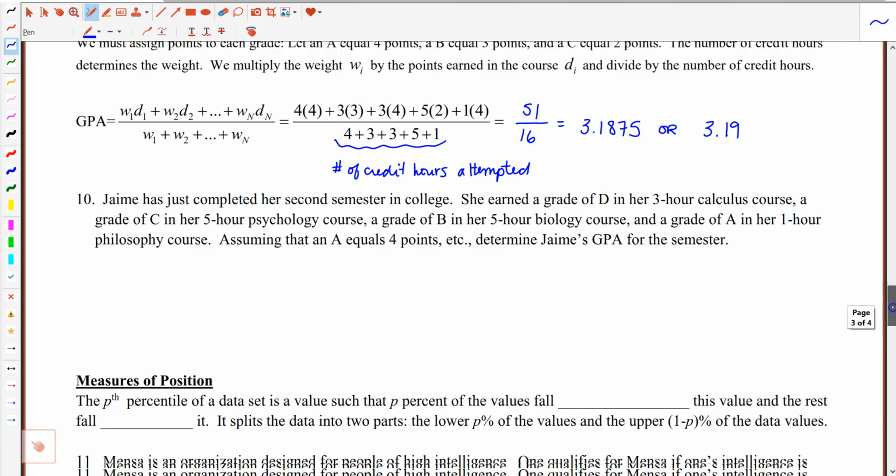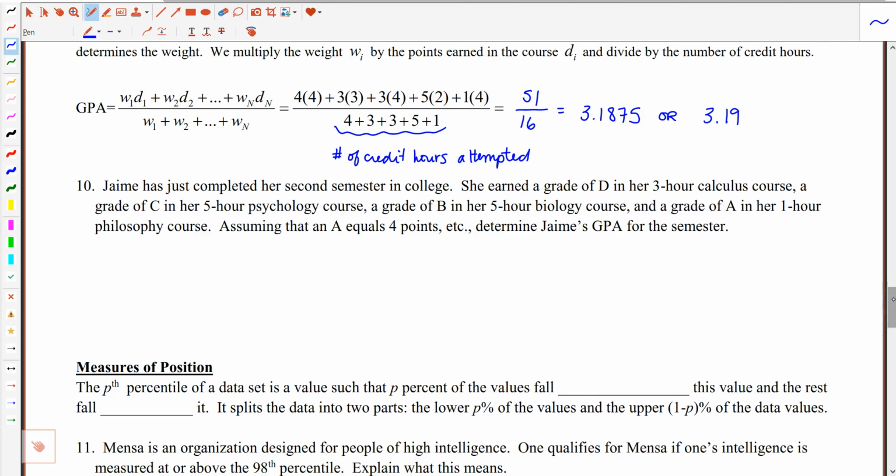Let's see this process repeated over a different example, and let's work through it from beginning to end so we can see where the GPA comes from. So Jamie has just completed her 2nd semester in college. She earned a grade of D in her 3-hour calculus course, a grade of C in her 5-hour psychology course, a grade of B in her 5-hour biology course, and a grade of A in her 1-hour philosophy course. Now, assuming that we're working on a 4-point scale, let's determine her GPA for the semester.